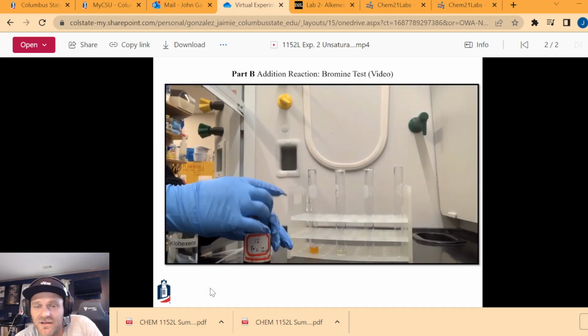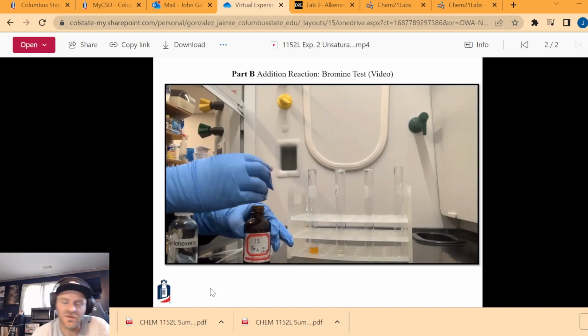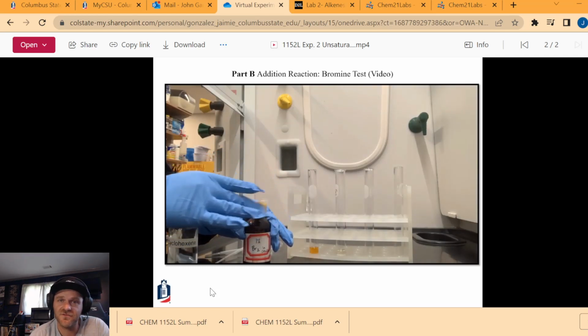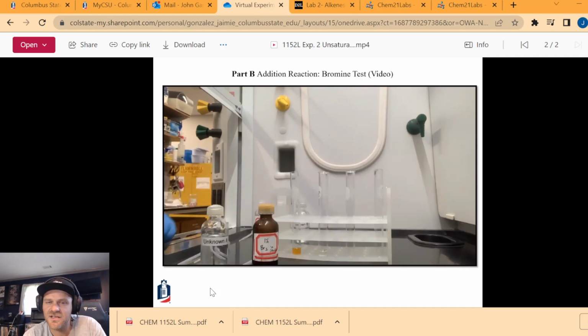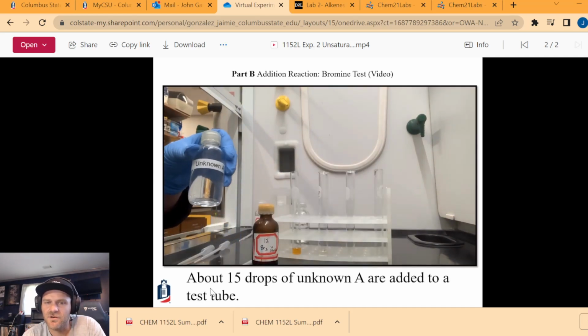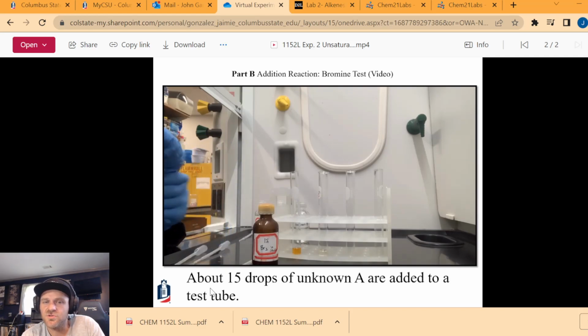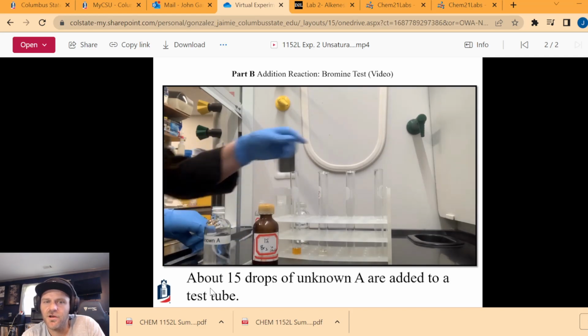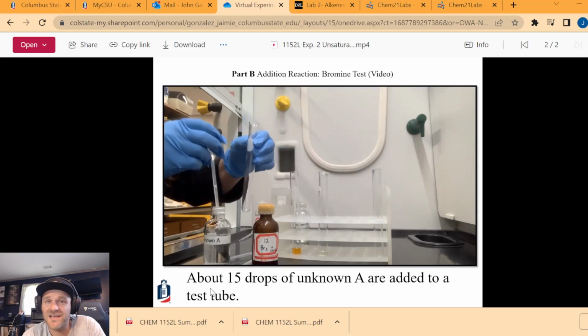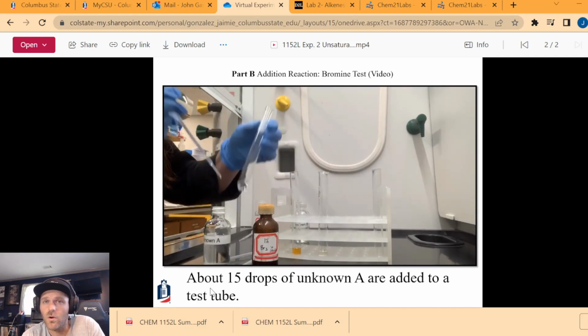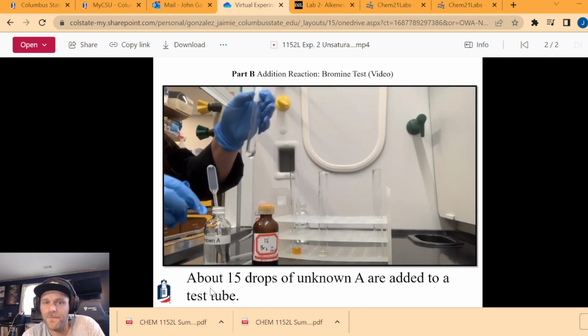Okay, so I'm not gonna give away the answers, but all this information is in, like I said, the pre-lab discussion and the lab guide. So now we're going to do two unknowns, and based on what you saw earlier, you're going to predict whether or not the unknown has a double bond or does not.